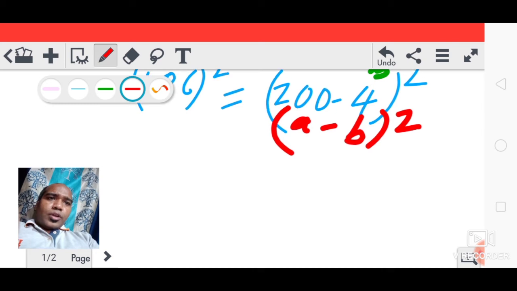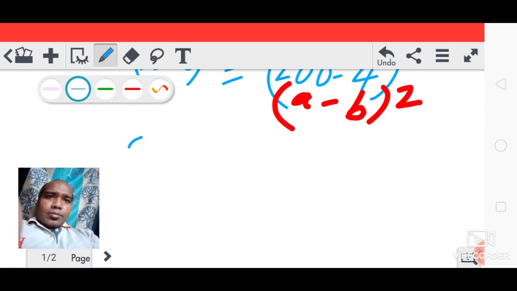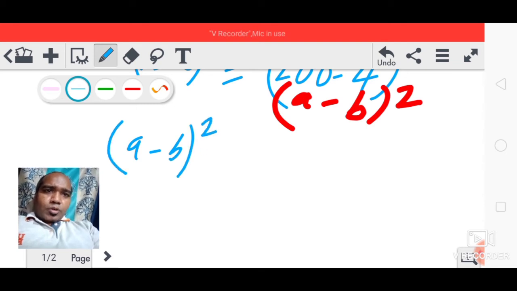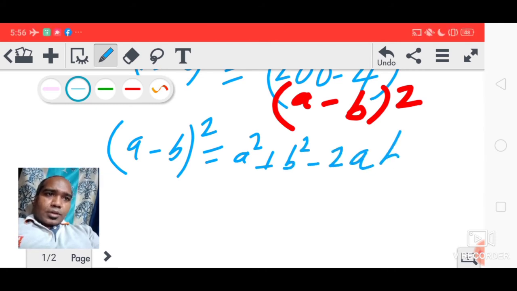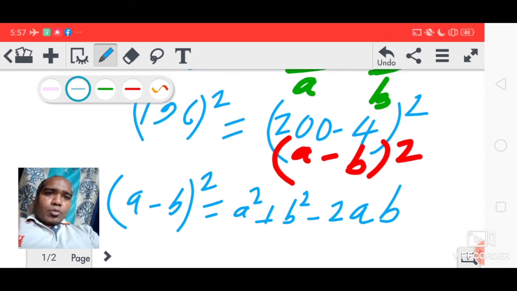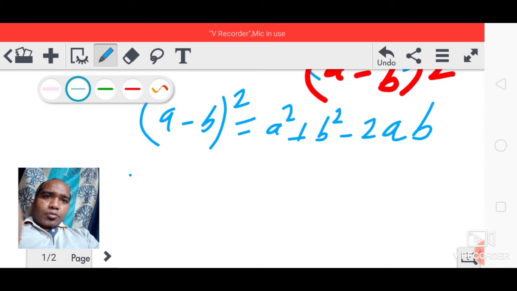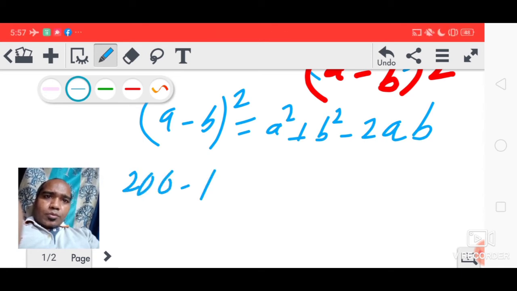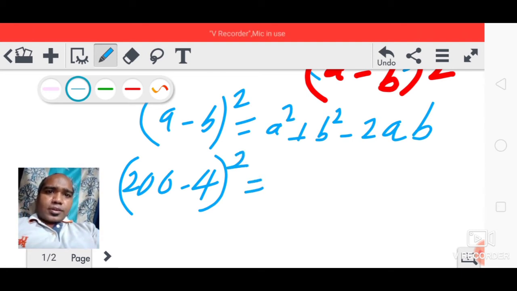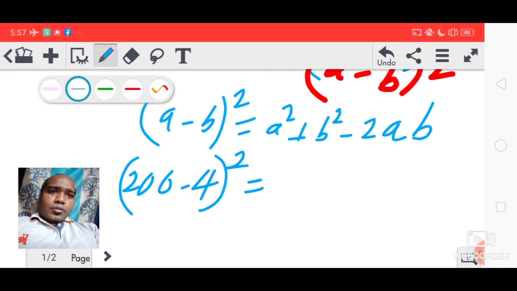And what do we know about the a minus b whole square formula? It is a square plus b square minus 2ab. Okay, this is our formula. So in place of a, 200 is there, so we'll write here 200 minus 4. 200 minus 4 means 196, and its square they are asking. In the question they are asking 196 square. So 200 minus 4 square.